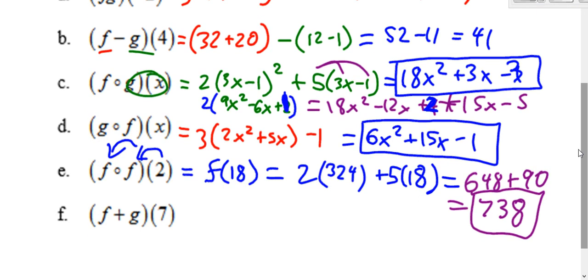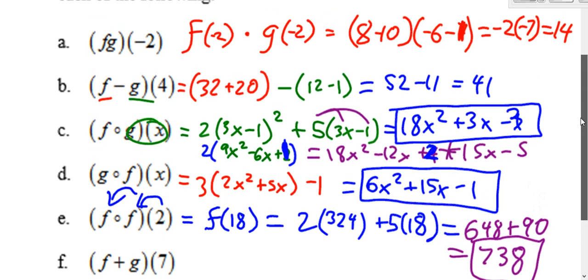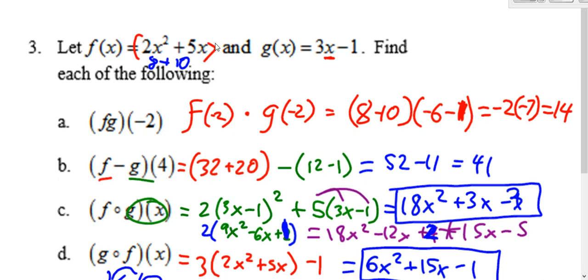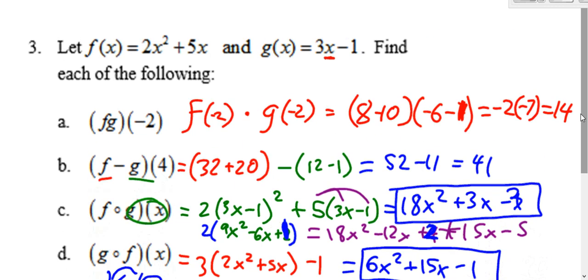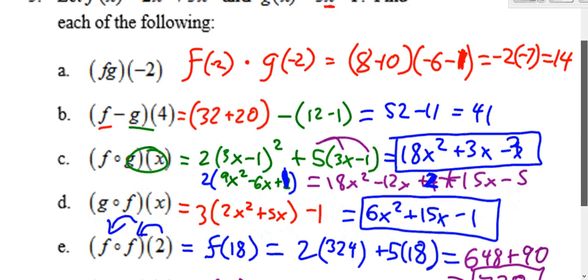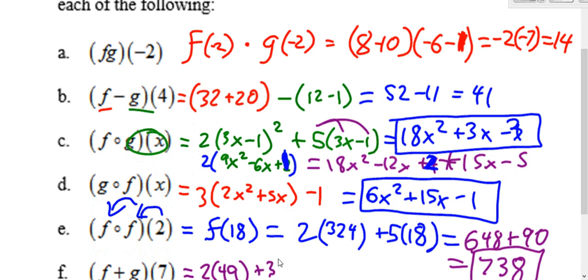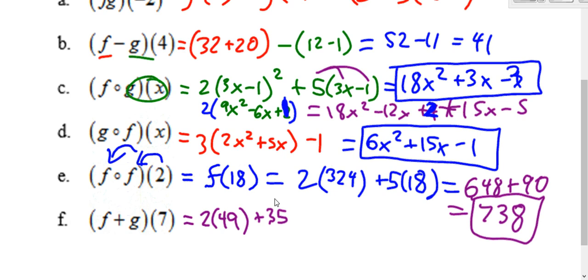Okay. F plus G of 7. That means you can plug 7 into both and add your answers together. So plug in 7 to F. That's 49 times 2. Plug in 7 there also. That's 35. So that's F.